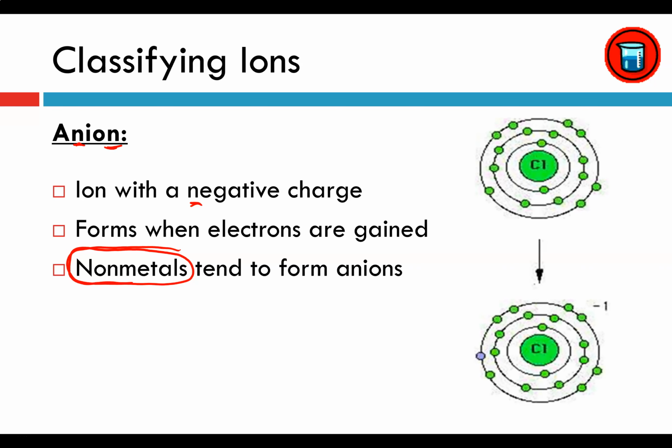Something like chlorine is a nonmetal. Chlorine will find an electron or steal it from a metal, and since we've added that negatively charged particle, it's going to give the chlorine ion a total charge of -1.